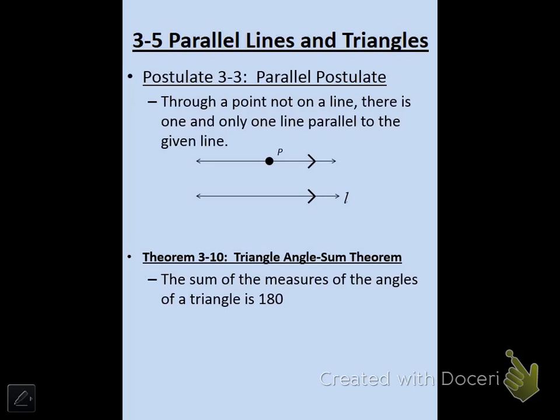Okay, triangle angle sum theorem. So all the measures, all the degrees in a triangle should be added together to be 180 degrees. So looking like this, if I add the angle here, here, and here, they should equal 180 degrees.